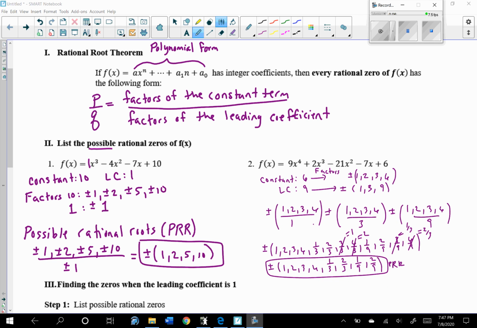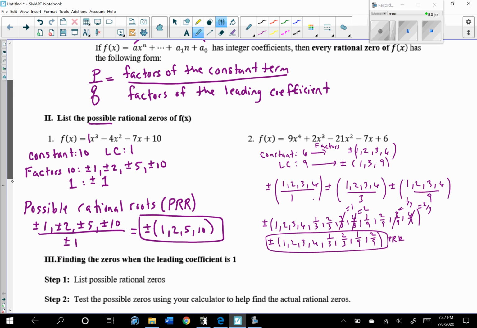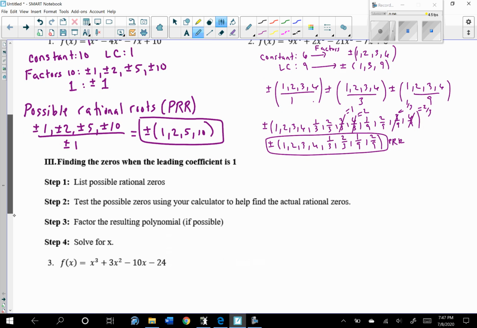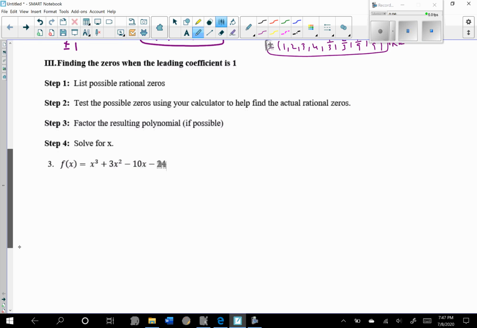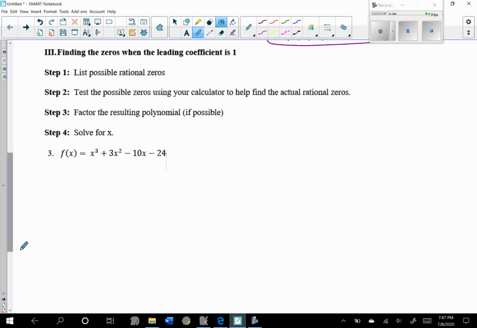And the reason we like to know the possible rational roots is because it's going to help us find all the rational roots. So the next thing we're going to do is find the zeros when the leading coefficient is 1, and then day 2 will be finding it when it's not. So the steps to doing this: you list the possible rational zeros, test them, then we're going to factor the resulting polynomial if possible and solve for x.